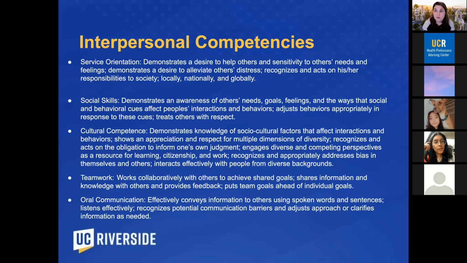So what you want to do in your application is show them that you are actually already good at these things, that you're not just looking forward to doing it. You are already doing it. You have done it already in your past.